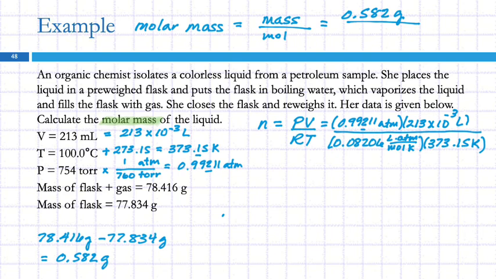Yeah? So the unit conversion from torr to atmosphere is the same as millimeter of mercury? Yeah, torr and millimeters of mercury are two different names for the same thing. Yeah, exactly the same thing.